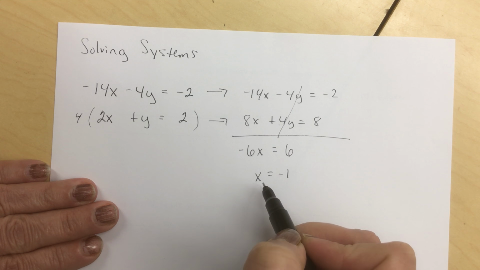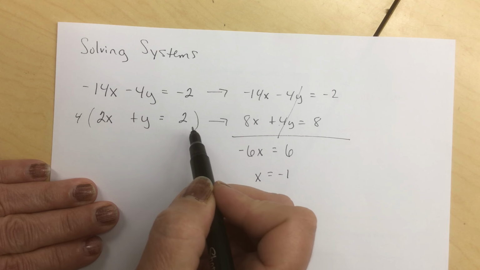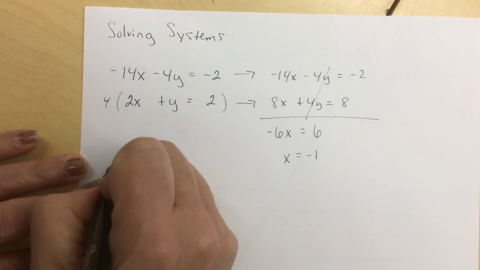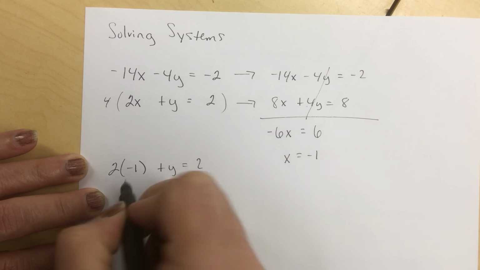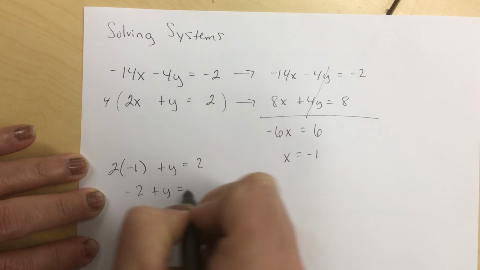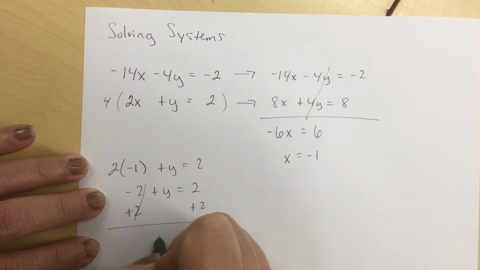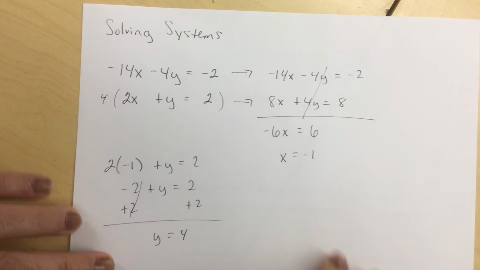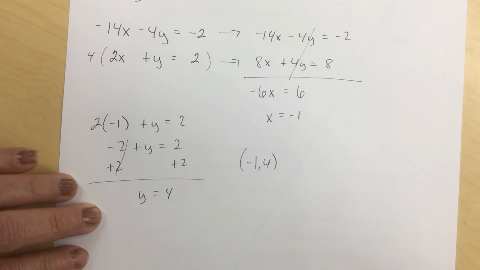Now I plug that negative 1 in for x back into any equation. I'm going to choose the original because the numbers are the smallest. So 2 times negative 1 plus y is equal to 2. Negative 2 plus y is equal to 2. Add 2 to both sides, and you get y equals 4. That means the ordered pair negative 1, 4 is my solution.